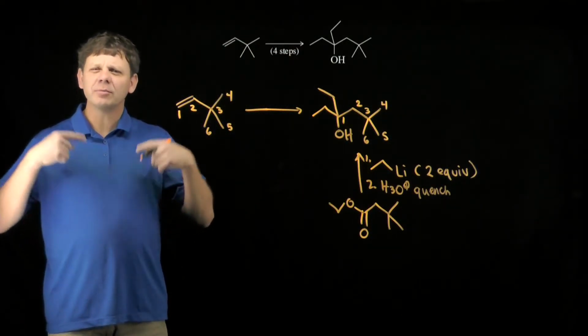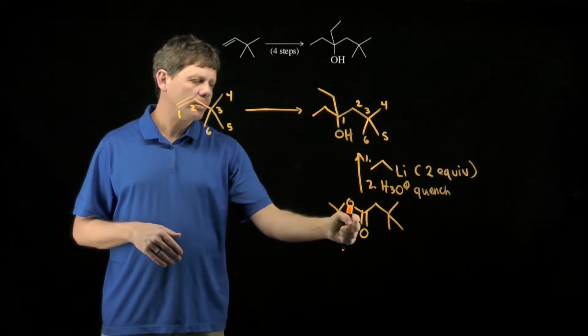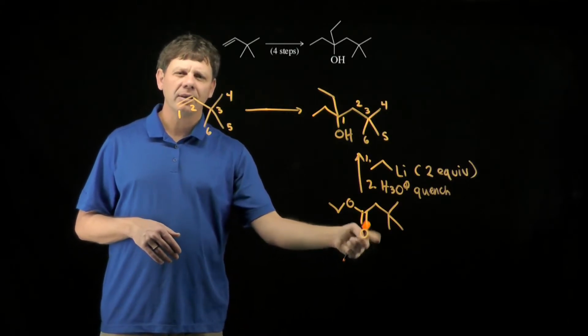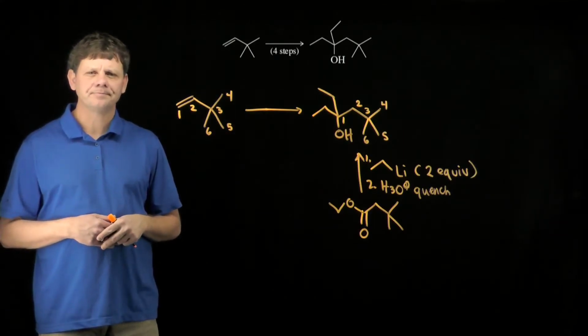We're not going to show a mechanism, but we can think about it. The negative charge, the lone pair, adds to the carbon of the carbonyl, pushes the electrons up. They collapse down, kick out the good leaving group, and then the ethyl adds a second time.